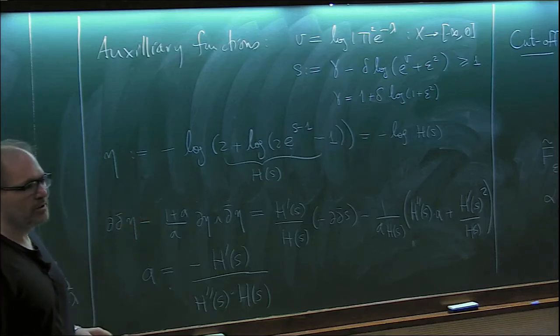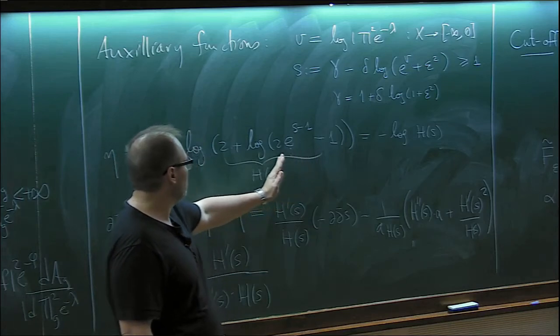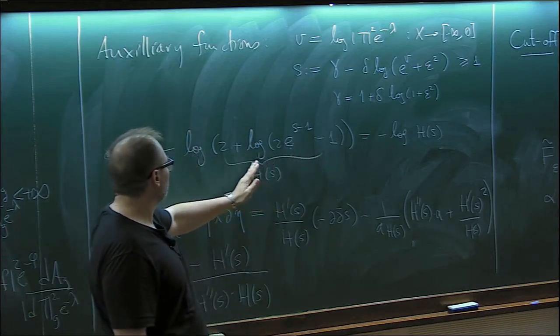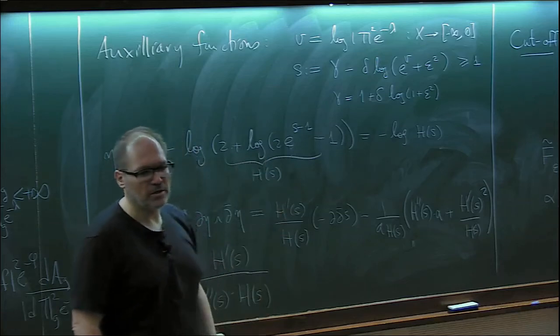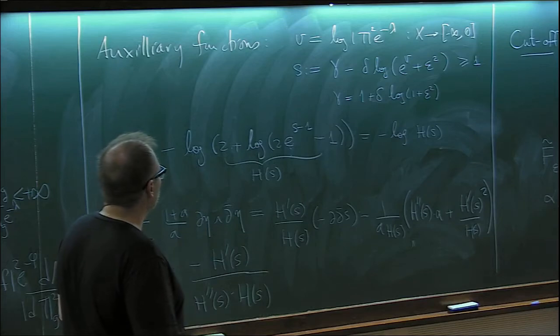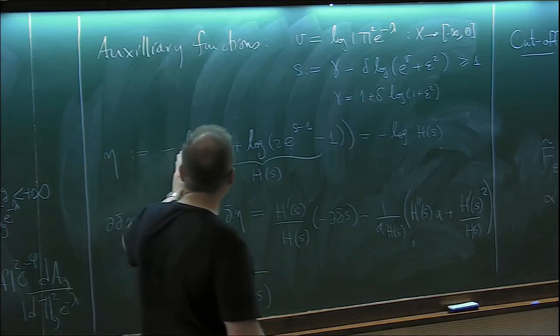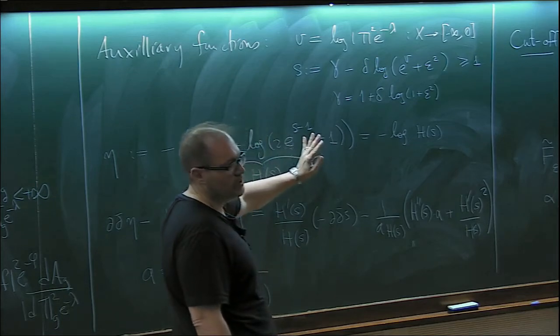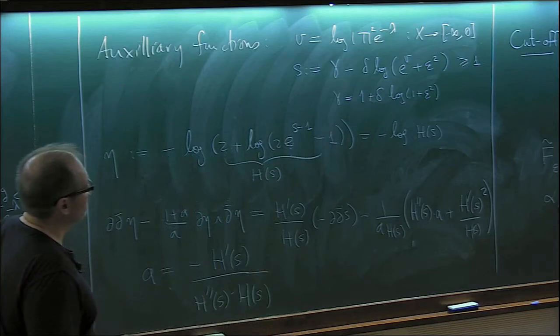Why does it work? First of all, this function looks very complicated, but if you look at it carefully, it's just negative log s, more or less. Or maybe it's better to think of negative log of s. e^s is a relevant function here.